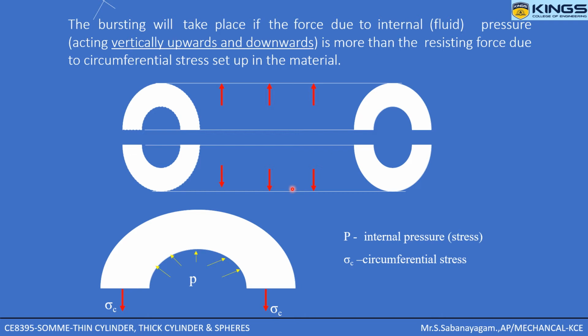So bursting force. When bursting takes place, if the fluid pressure inside is more than the resistance of the material, that is the hollow cylinder material, then bursting takes place. That is, if the pressure inside the cylinder is higher than the material resistance, then it will get busted, break down, or fail. The internal pressure will be on the internal walls of the cylinder, and sigma c is the circumferential stress for this upper part. For this lower part, the sigma c, that is circumferential stress, will be towards upward, right?